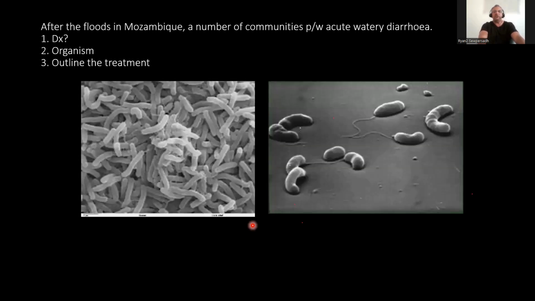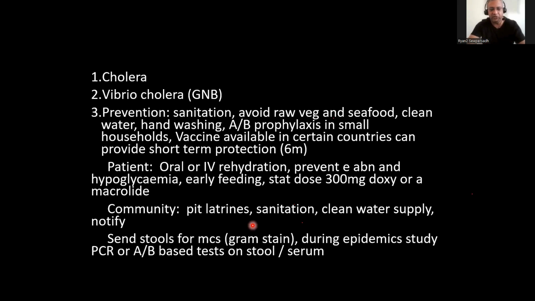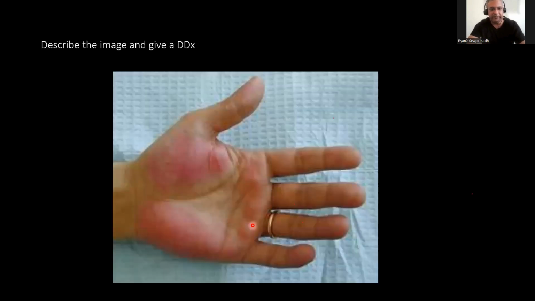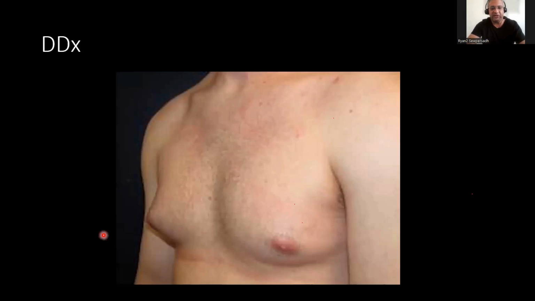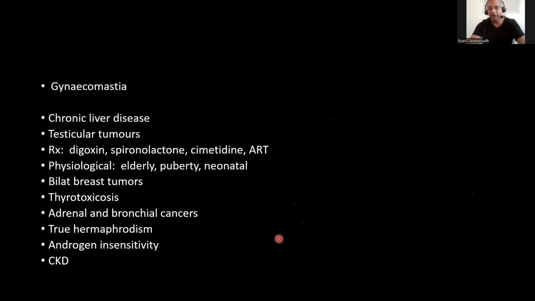This is Vibrio cholerae, which gives you a typical kind of rice water stool. It responds well to your fluoroquinolones. This is palmar erythema, and this is because of increased estrogen to testosterone ratio, which happens in cirrhosis, but it can happen with oral contraceptive pills, etc. So, pregnancy, thyrotoxicosis, rheumatoid arthritis, polycythemia vera, and so forth, right? This is gynecomastia, and you're going to have a good approach to this.